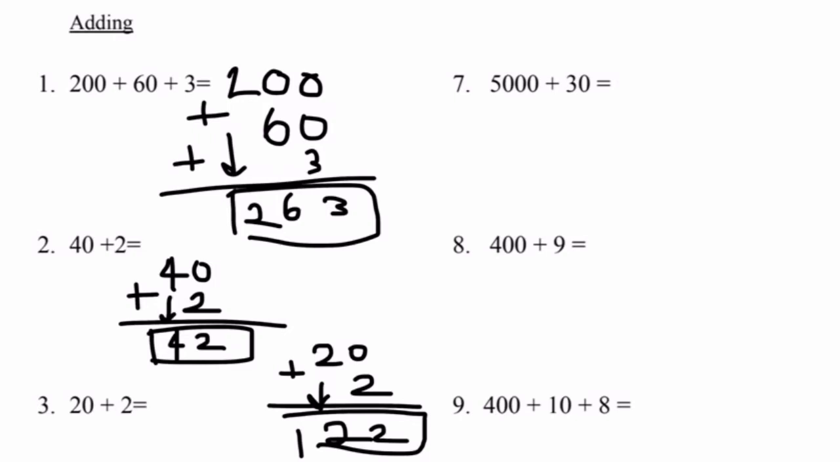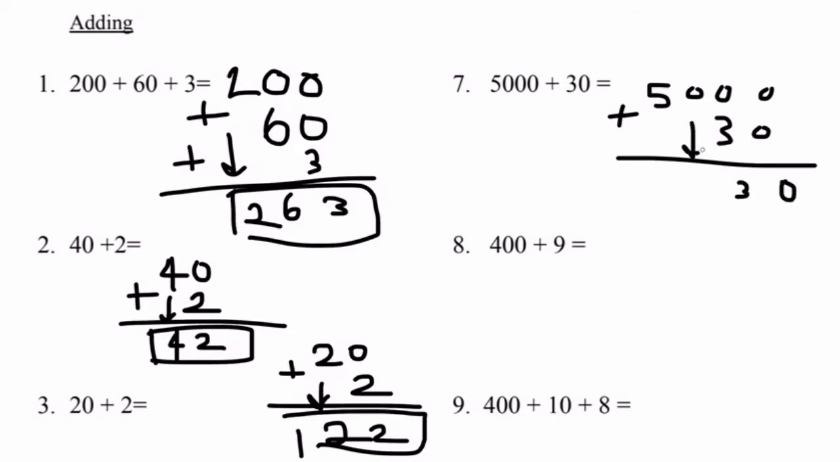Number 7, 5,000 plus 30. I'm going to align the numbers vertically, 5,000 on top, 30 on the bottom. And now we add 0 plus 0 equals 0. 0 plus 3 equals 3. We bring down the 0. We bring down the 5. Therefore, our final answer for 5,000 plus 30 should equal 5,030.